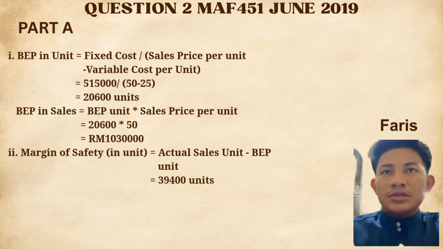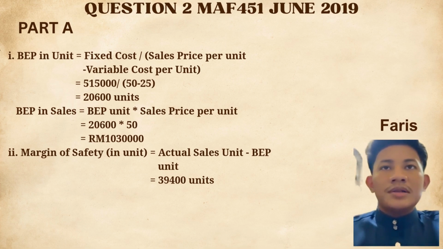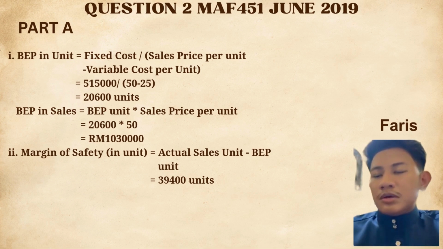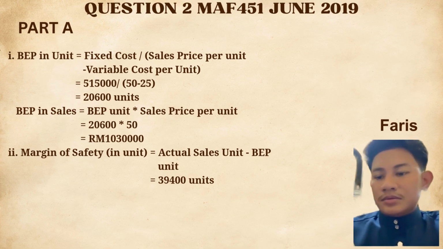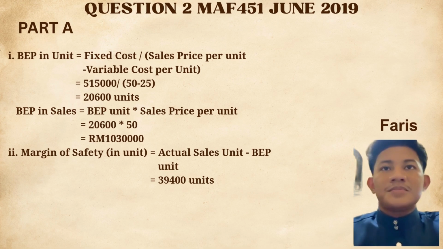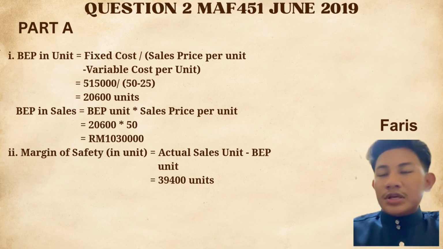Next, BEP in sales. So BEP in sales, the formula is BEP units times sales price per unit, which is the BEP unit that we have calculated, the latest one. The amount is 20,600 times 50 ringgit. So we get the amount 1,030,000.